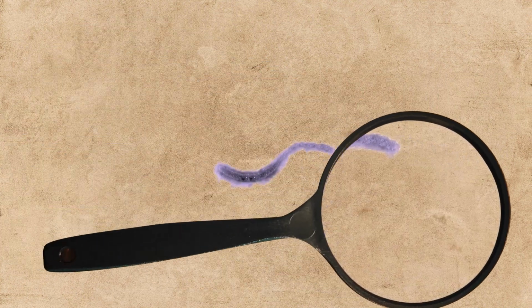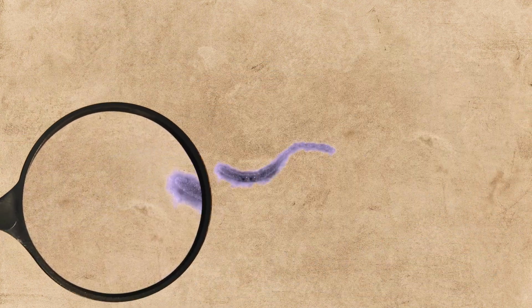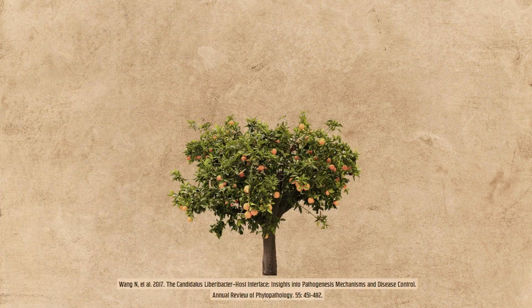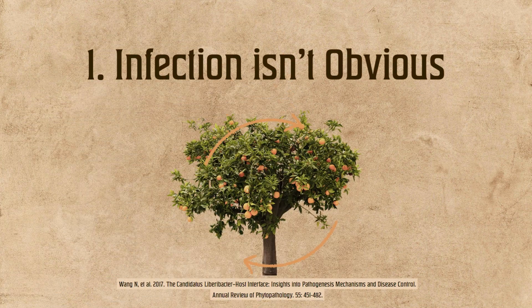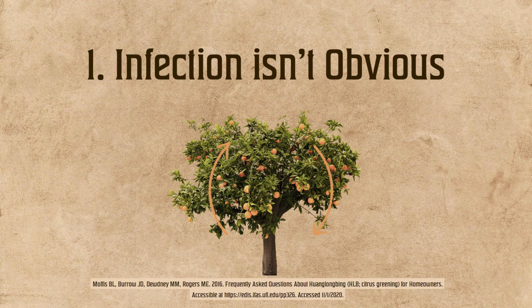But why hasn't anyone been able to control it? After all, it's just a tiny bacteria. First, infection isn't always obvious. CLAS can travel through the system, causing minimal effects for up to years. By the time symptoms do start showing, the infection runs deep.